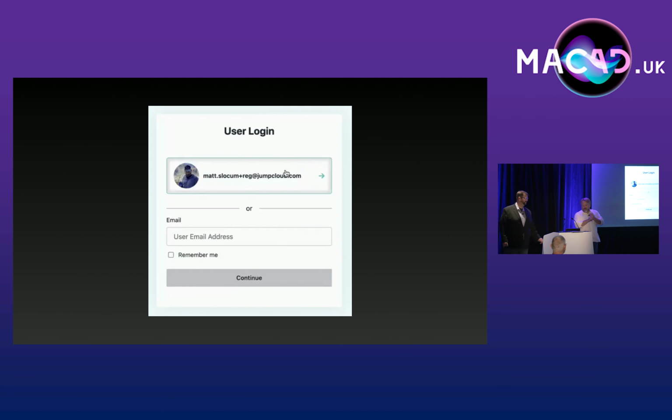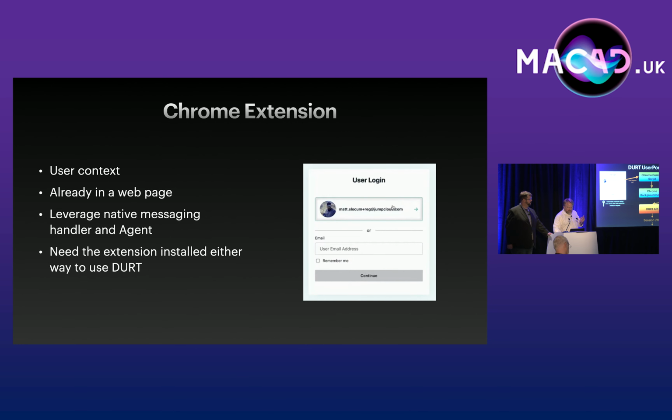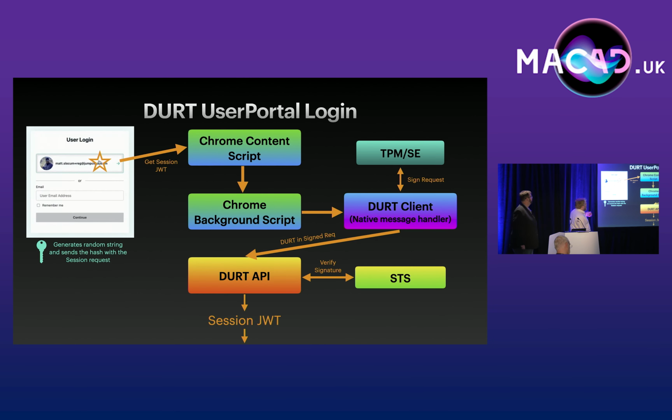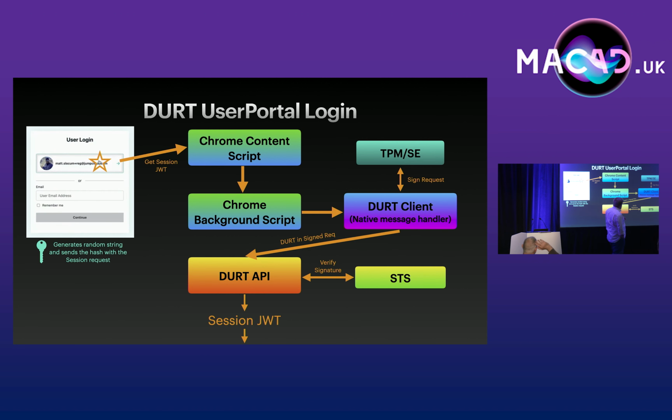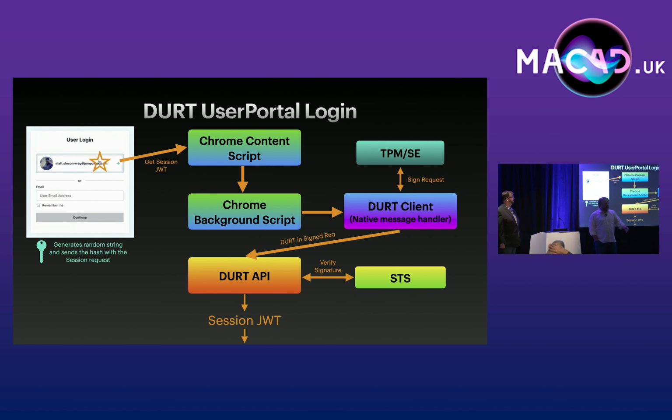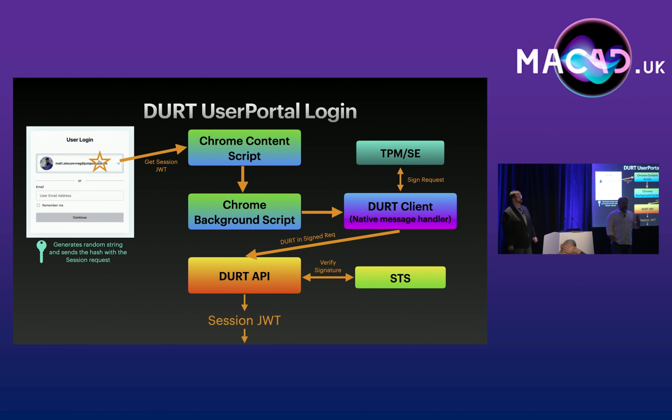It's going to be in Chrome through a Chrome extension, and that works with a native messaging host that we have natively on the system. This is a fun little chart of how it's going. It goes through the Chrome extension, then we have a Dirt client, which is the native messaging handler. That talks to the TPM or the secure enclave and gets some signatures from the requests. Requests hit our Dirt API, which uses some tokens from a secure token service, which then generates a session JWT, which then allows you to get into your service.